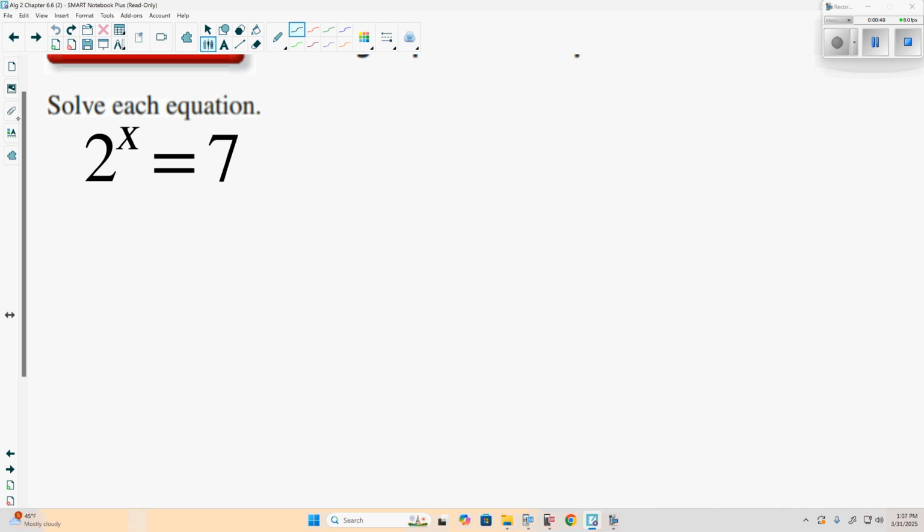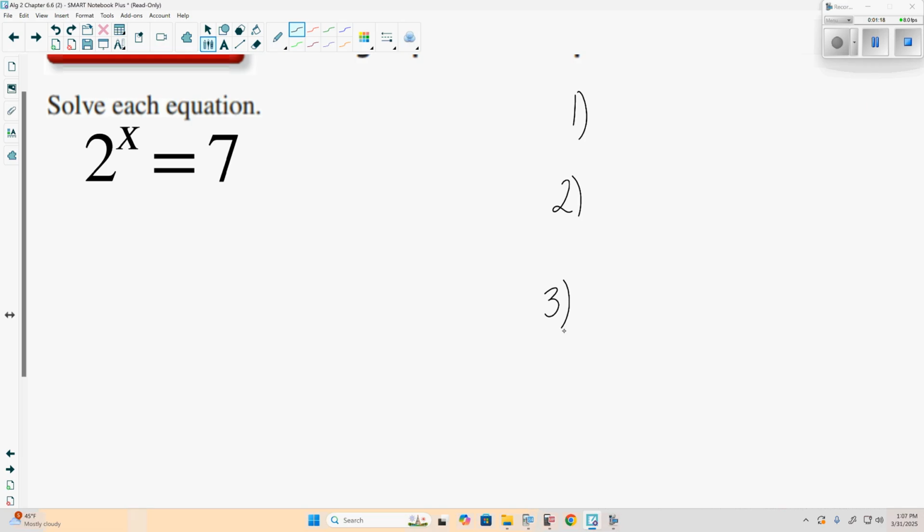All right, guys. What we're doing today is more solving these exponential and logarithmic equations. All right, guys. Now, there's three main steps with solving these exponential and logarithmic equations. Because if we look at this first one here, 2 to the x equals 7.